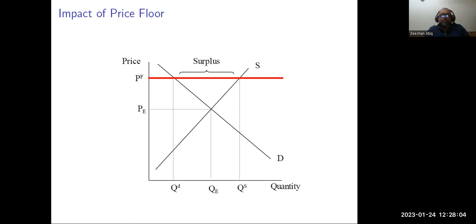Now, what happens when the price is set above the equilibrium? There is more supply than demand. What does the government do with this excess supply? The government has to buy this excess supply, which creates market inefficiency. For example, in many countries, state-owned enterprises have been destroyed by overemployment of people. This overemployment has been caused because of the minimum wage laws.